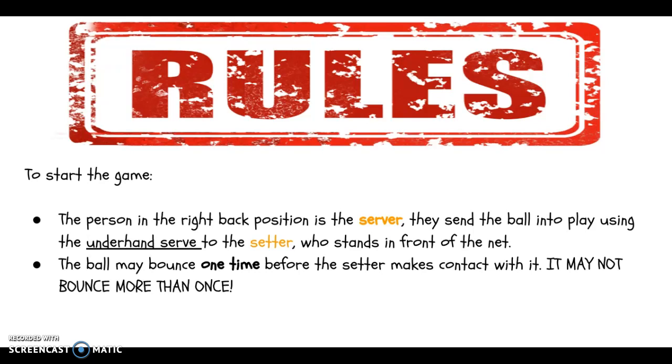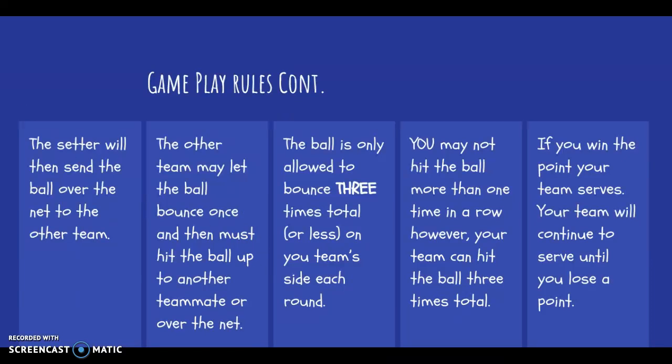The ball is allowed to bounce one time before the setter makes contact with it. So the server can serve it, it bounces, and the setter will hit it over. It may not bounce more than once in succession in any part of the game. So the setter will send the ball over the net to the other team.